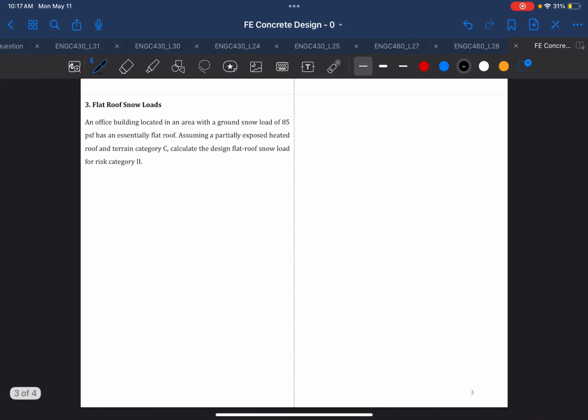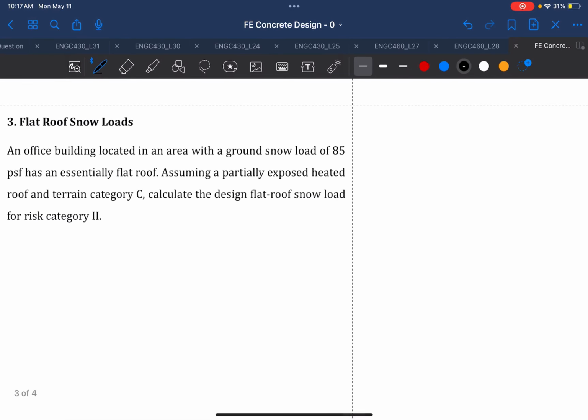And then the third one is the flat roof snow load. Again, these are the topics given in your FE manual, and there are different types of snow loads you'll be calculating, but we are going to focus only on the one given in your FE manual. In this case, it says that an office building located in an area with a ground snow load of 85 psf has an essentially flat roof, assuming a partially exposed heated roof and a terrain category C. Calculate your design flat roof snow load for risk category 2.